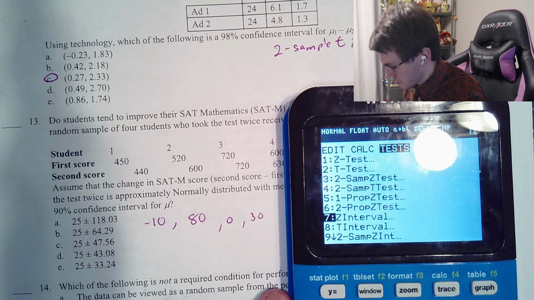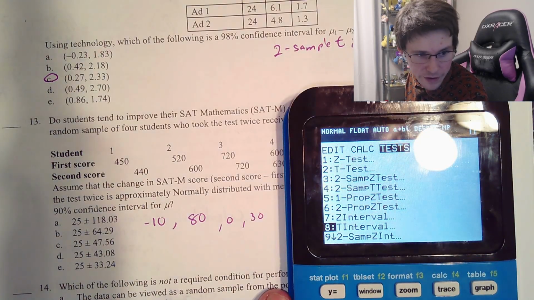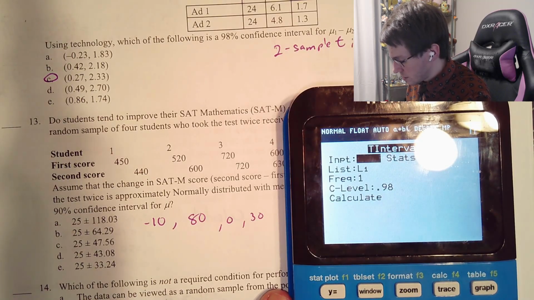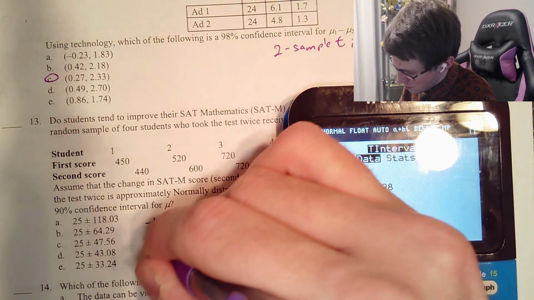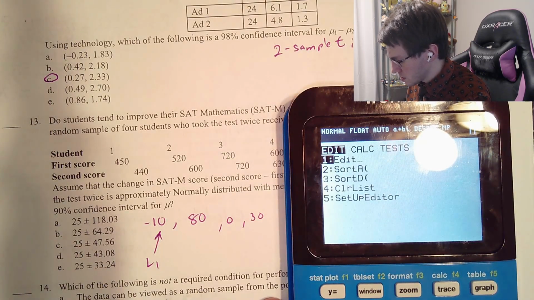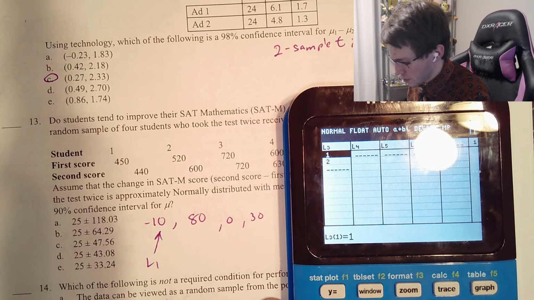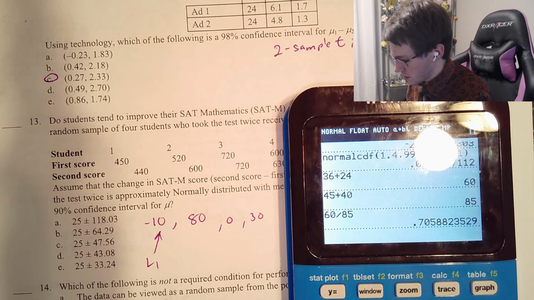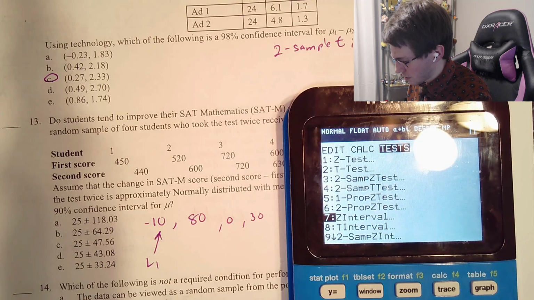So we're going to do the same exact thing as a regular t confidence interval, number 8, the t interval, but we need to input data. And the problem is we don't have any data in our list right now. So let's put these into list 1. We're going to quit out, edit our list, and put them into list 1. We got -10, 80, 0, 30. We're going to quit out, and now we're able to run our interval.